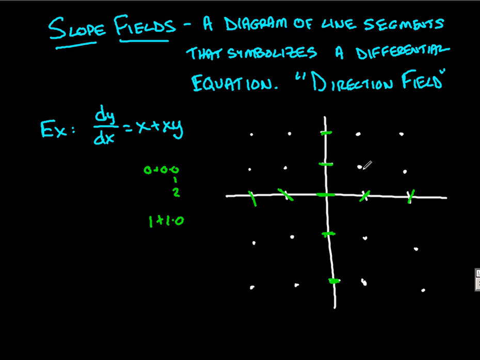Some of the other ones I can look at. At (1, 1), it would be 1 plus 1, so it should be a positive 2. Over here at (-1, 1), that means negative 1 plus negative 1, so that's negative 2. So again, a little bit more negative. And you can kind of fill in the rest as you go along.